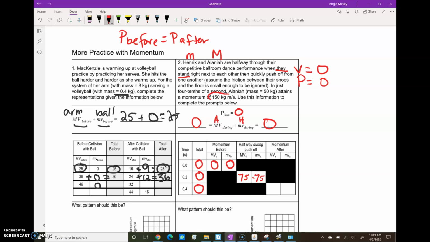The problem clearly states that at the end of the push, after 0.4 seconds, Alanya has a momentum of 150, right? And Henrik's then must be equal and opposite for the total momentum to combine to still be 0. So that means that halfway through the push, both Henrik and Alanya should have half of that 150 momentum. So 75 and negative 75.